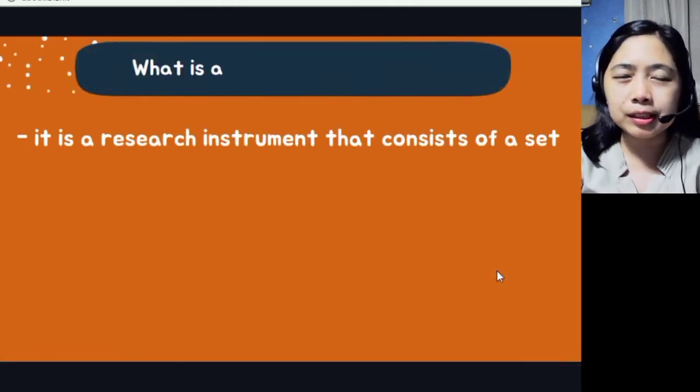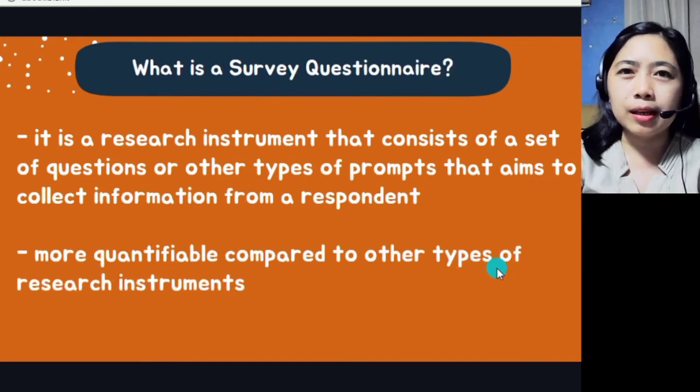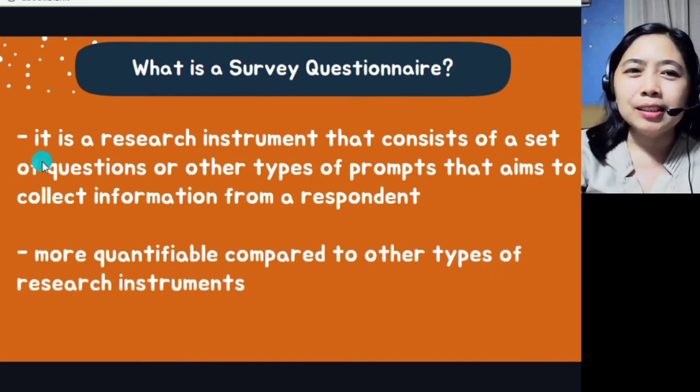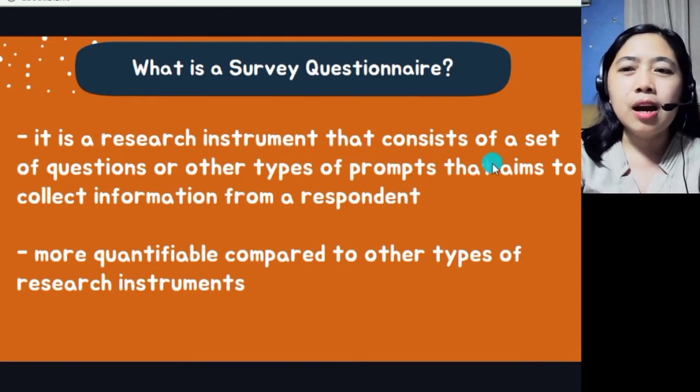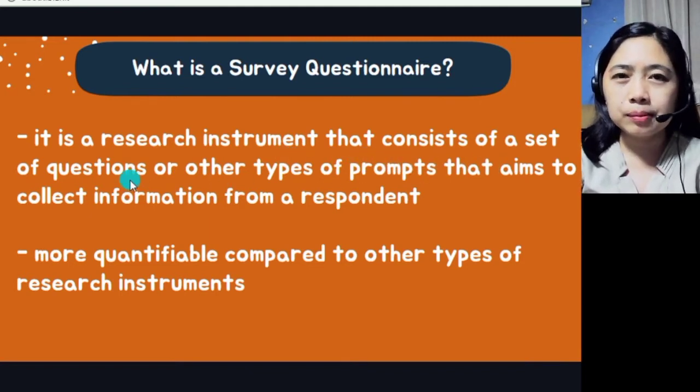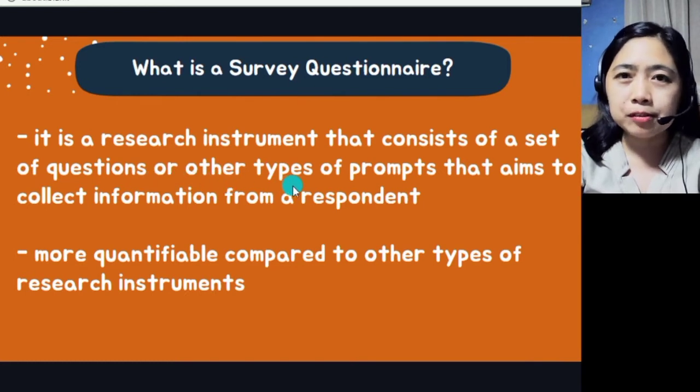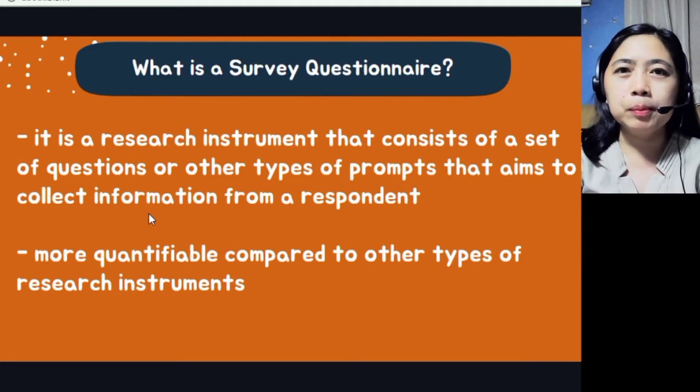Let's define first what a survey questionnaire is. It is a research instrument that consists of a set of questions or other types of prompts that aims to collect information from a respondent.